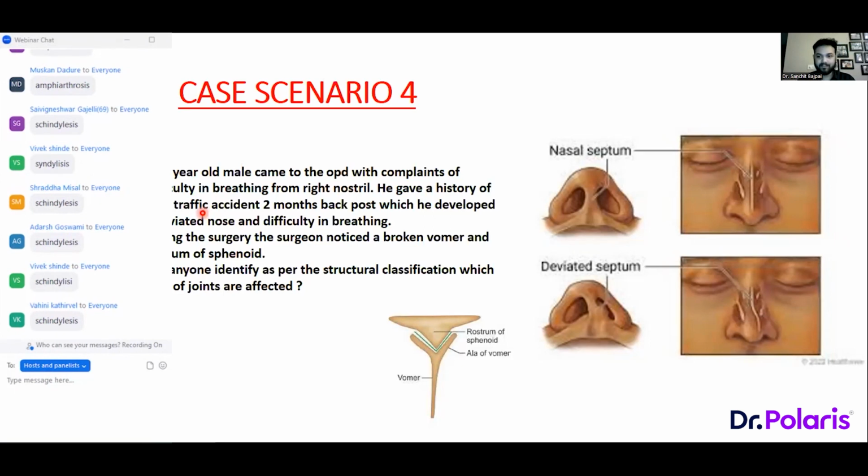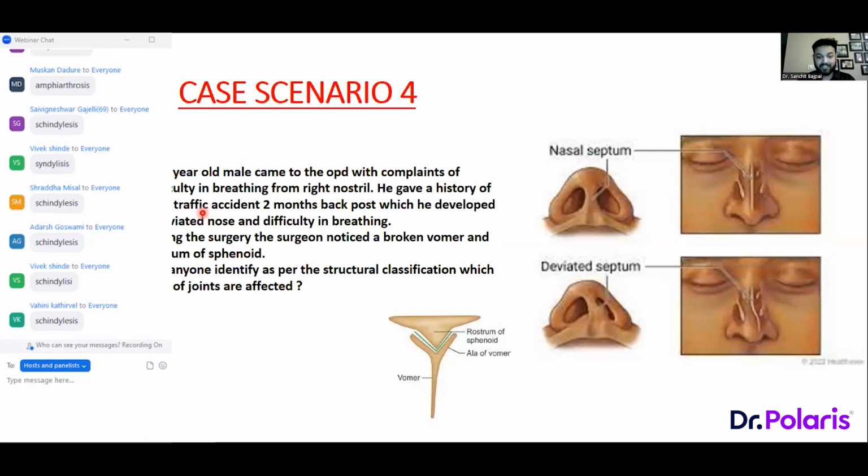Hello. Yes. Hi, Shraddha. Hello, sir. Hello, ma'am. Where are you from? I'm from Nagpur. Okay, so you're studying in Nagpur? Yes, GMC Nagpur. Great.